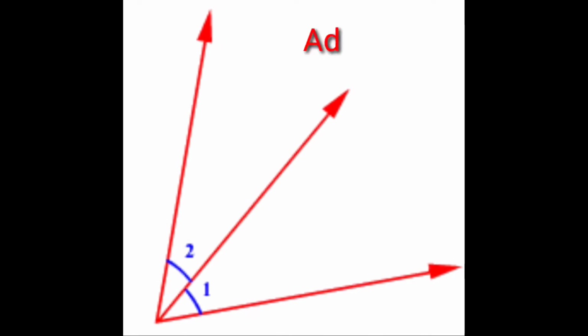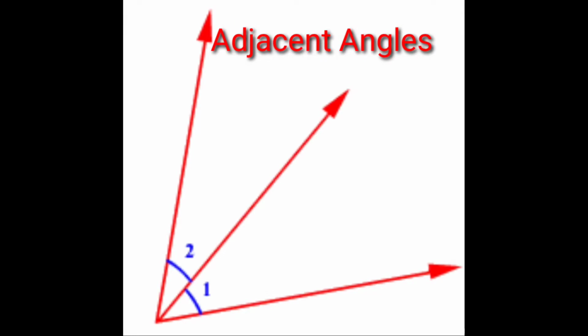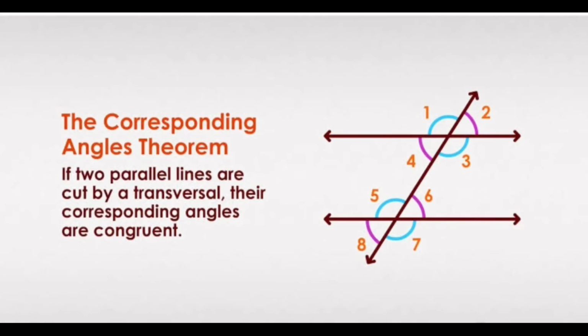Next we are discussing adjacent angles. Adjacent angles are those which have a common vertex. Like in this one, see, angle 1 and angle 2, the vertex is common. So if one vertex is common, then they are adjacent angles.